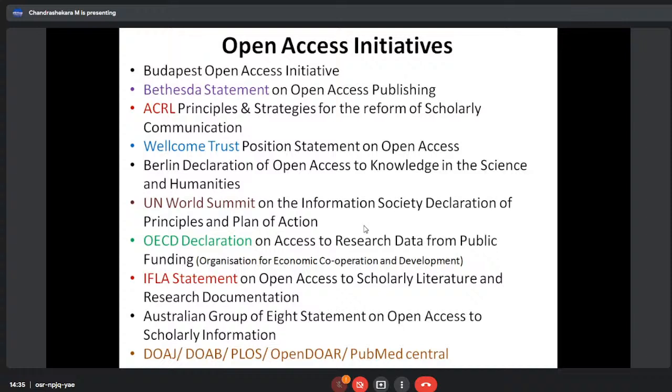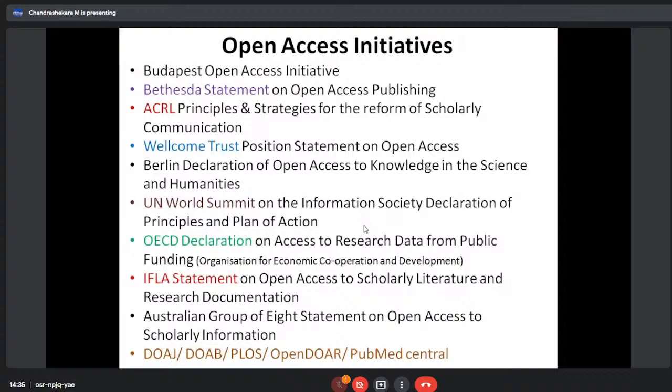And apart from these, DOAJ, because you can write on that also, DOAJ, Directory of Open Access Journals, is a very popular one. If you want to publish, you can go to that one, to see what open access journals are available, you can visit the directory. DOAB is another one, Directory of Open Access Books, books also. PLOS, Public Library of Science.